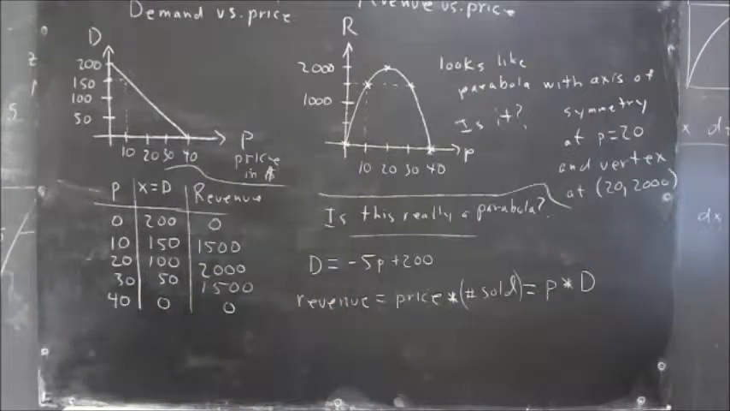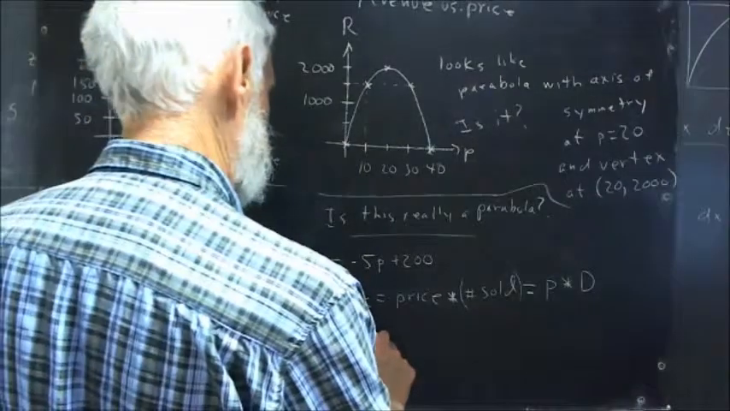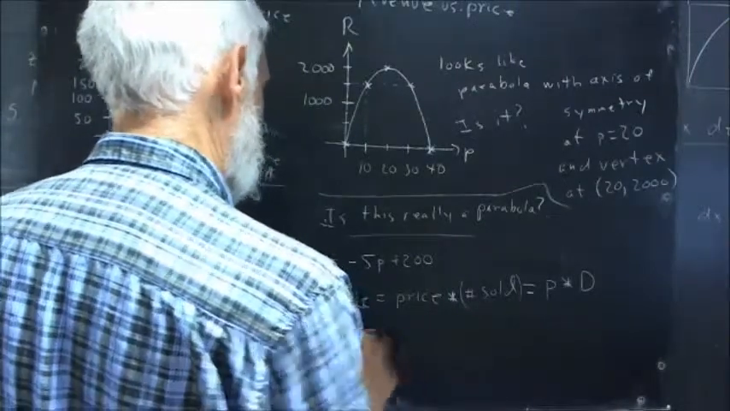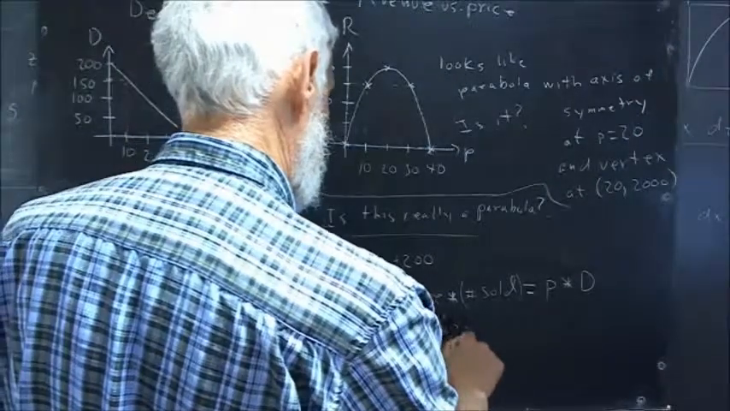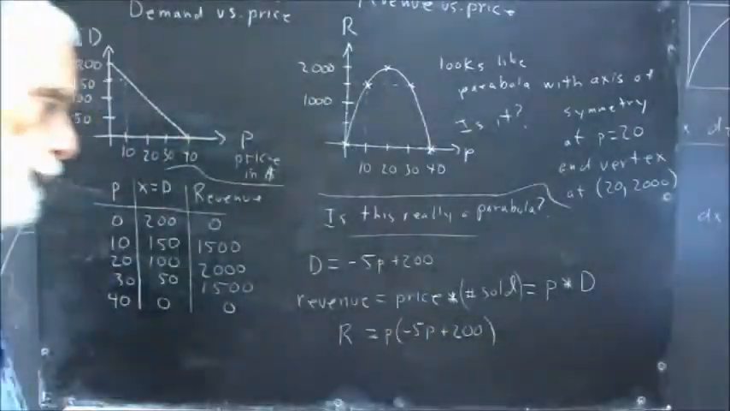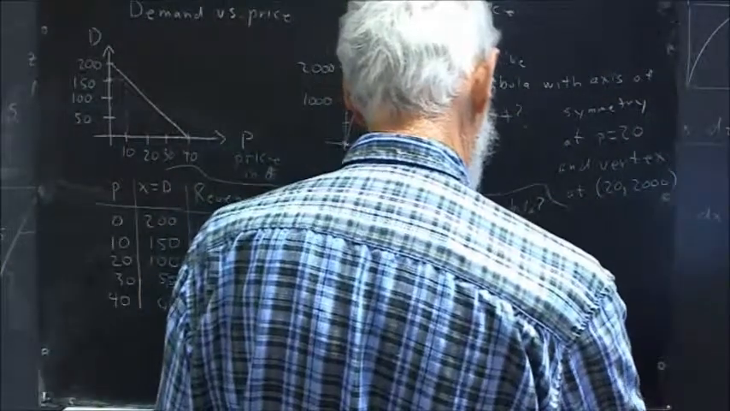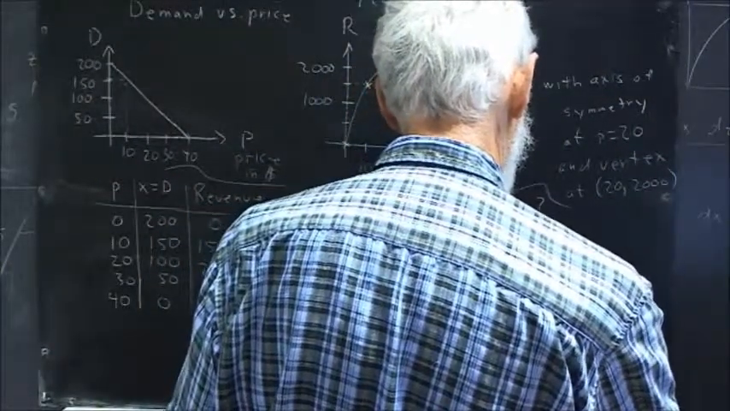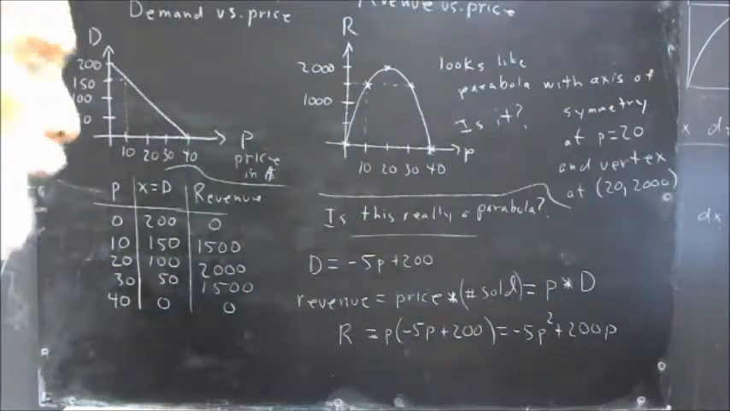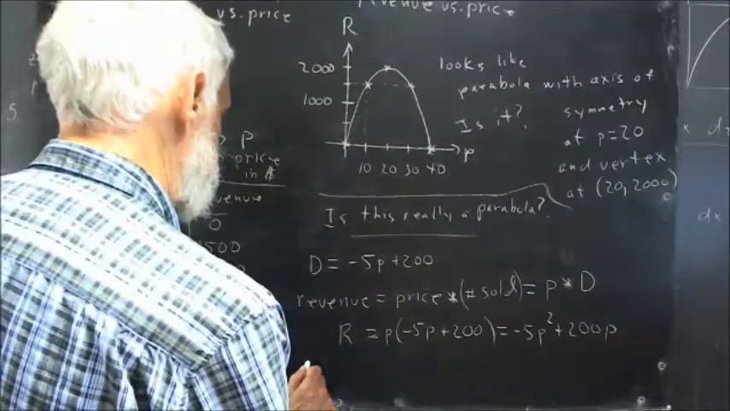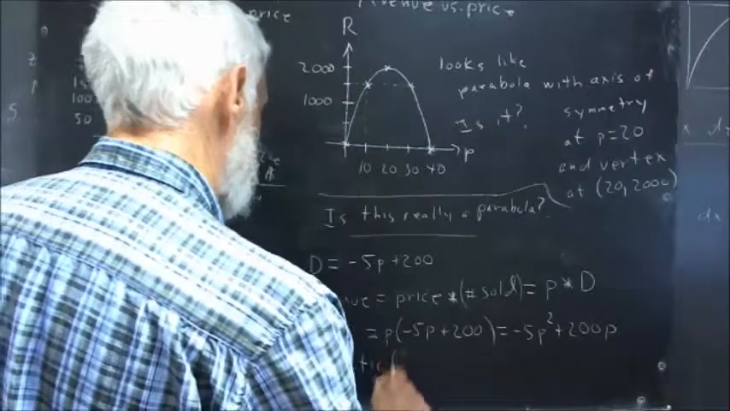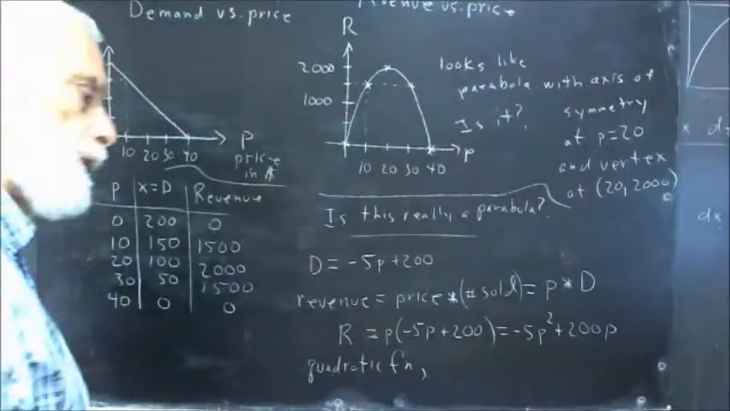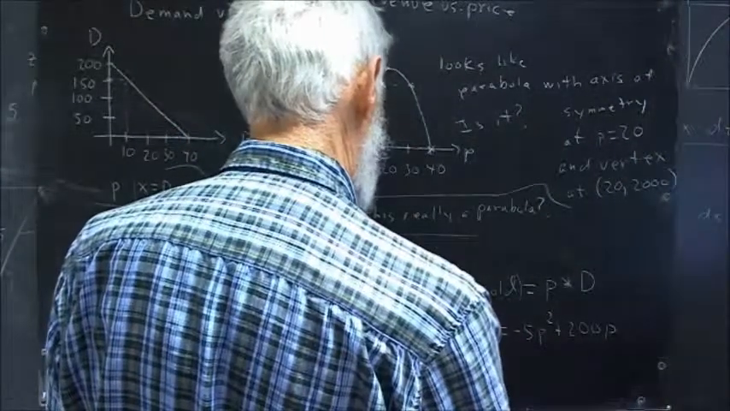Revenue is price times demand, which is, using big R for revenue, R equals price times the demand, which is negative 5p squared plus 200p. Okay, and that is a quadratic function. So that's a quadratic function with a parabolic graph.